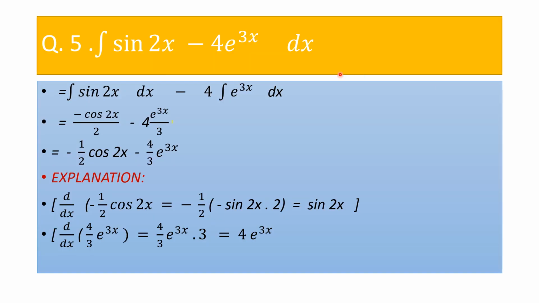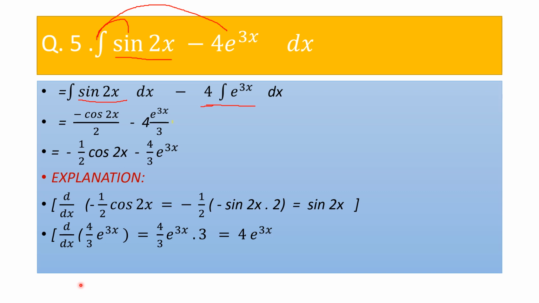Now question number 5 states integration of sine 2x minus 4 e power 3x dx. So what you will do is take the integration of these two items separately. Here take integration of sine 2x dx minus 4 e power 3x. 4 will come outside the integration. 4 integration of e power 3x dx as it is. So you haven't done anything. You have just taken this integration sign to the first term and this integration sign to the second term. Okay, now we will integrate.